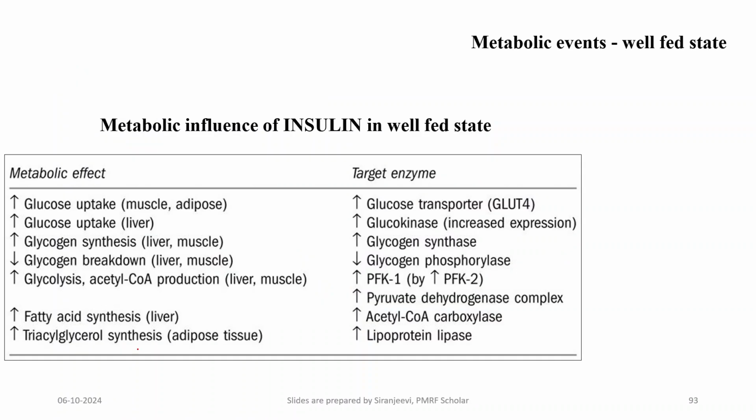And if you look at the well-fed state, different metabolic events take place. One such example is that insulin will be upregulated in the body. That leads to glucose uptake by the muscle and the adipose tissue, using the GLUT4 transporter, and GLUT2 in the liver. Then glycogen synthesis takes place, but glycogen breakdown will be inhibited. Glycolysis takes place, along with fatty acid synthesis and triacylglycerol synthesis.